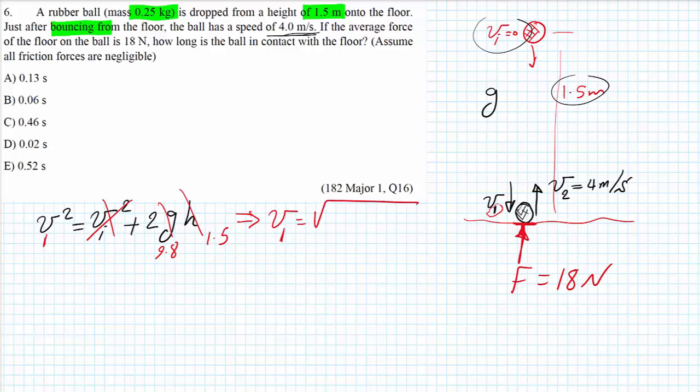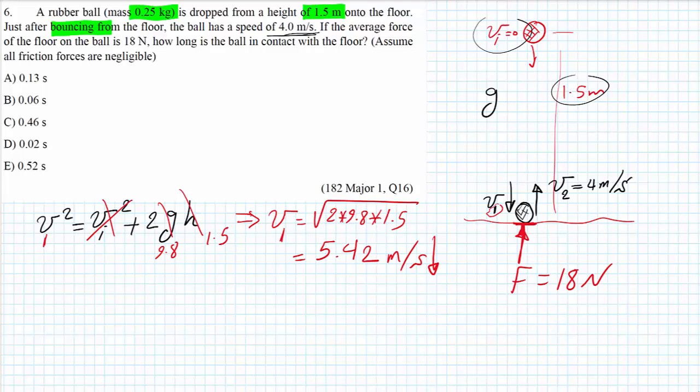It's the root of 2 times g times 1.5. It's the root of 29.4, which is 5.42 meter per second. So this is the speed of the object, and it's downward, of course. So the velocity of the object before it hits the ground is 5.42 downward. The object rebounds because of the collision.